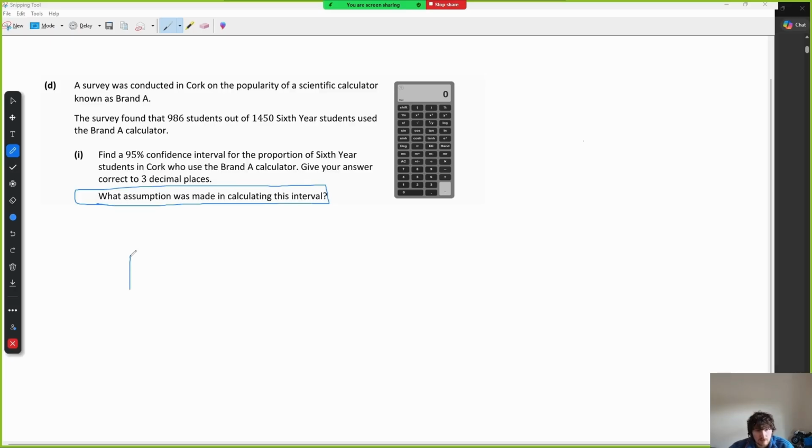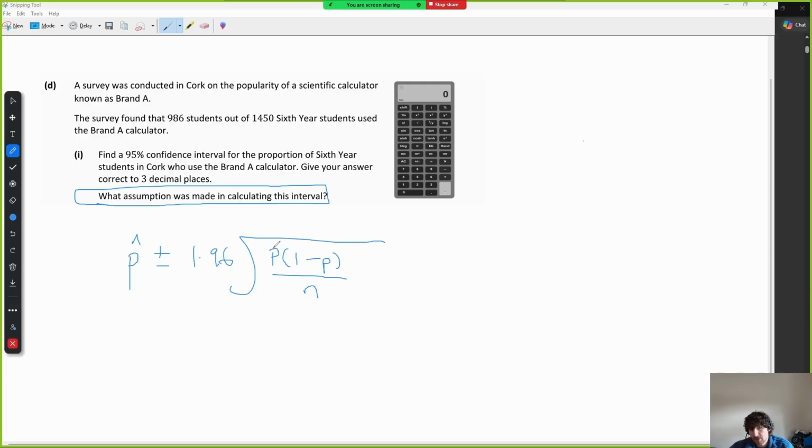So this is our formula for when we're constructing a 95% confidence interval for a proportion. We should all know this formula off by heart. So it's p hat plus and minus 1.96 square root. Now the formula is normally meant to be this, okay? So this will actually tie in with our assumption. I can actually discuss the assumption now. That's the proper formula there, right?